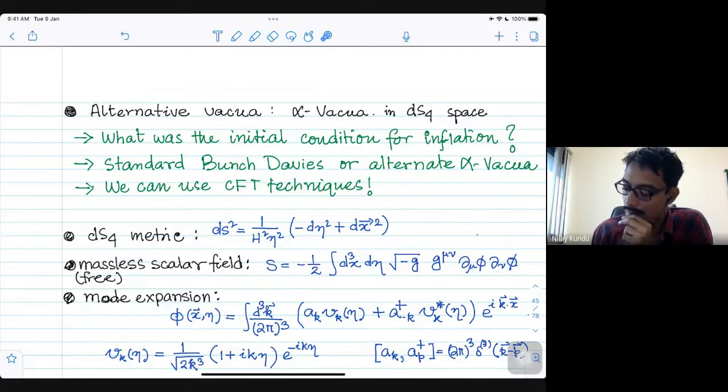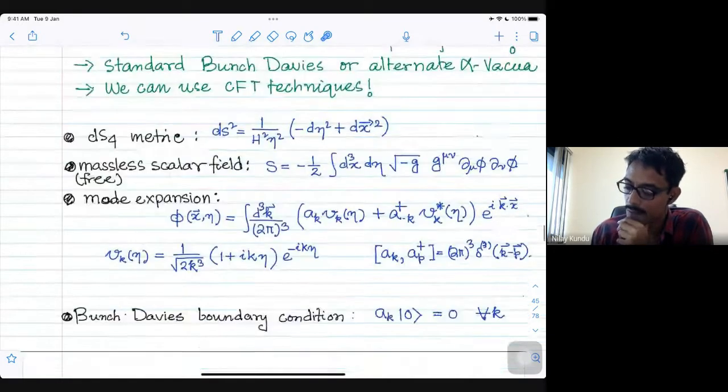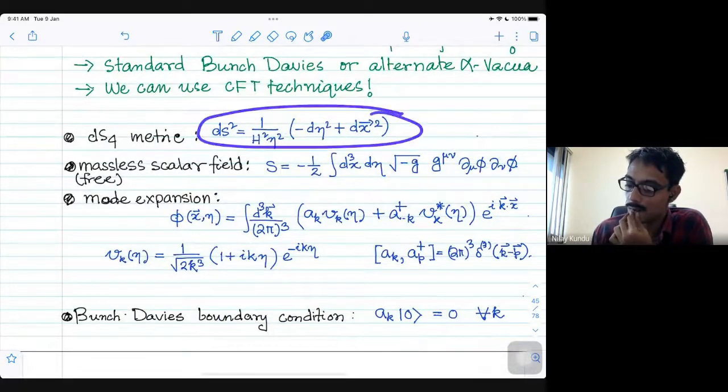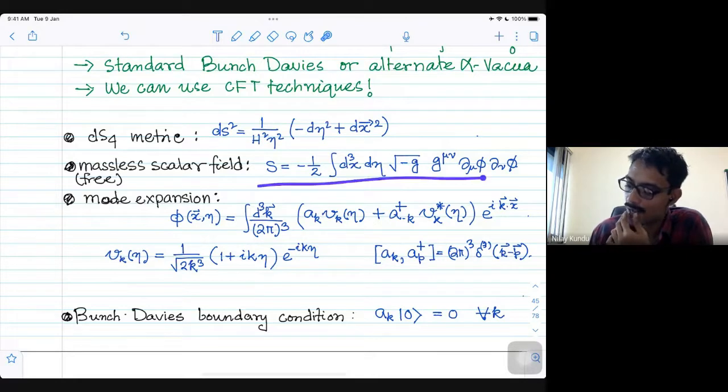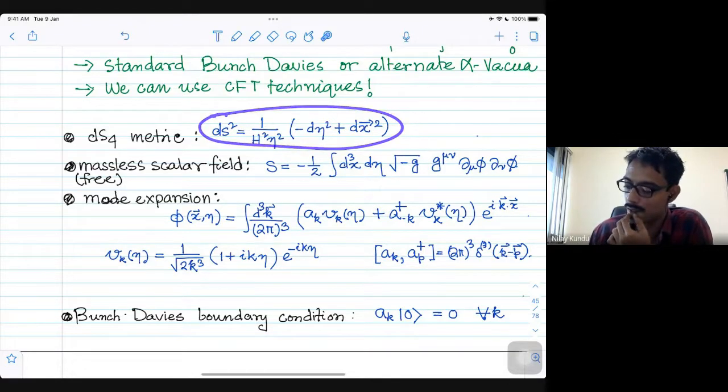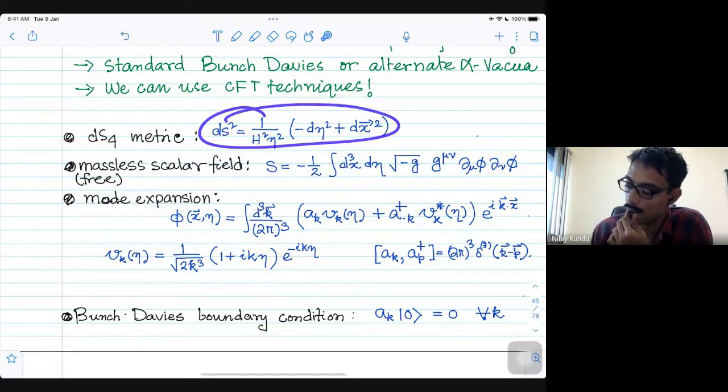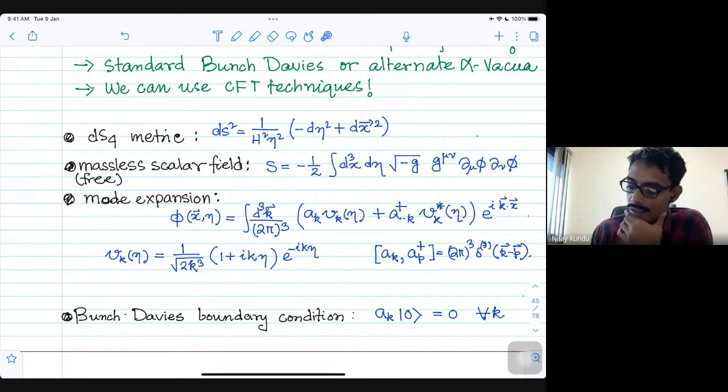Now, let me define what alpha vacua are. Let me restrict this part of the discussion to exact de Sitter, ignoring the slow roll parameters for now. This is my de Sitter metric written in conformal time coordinates, and I'm considering a free massless scalar field theory, minimally coupled to this de Sitter 4 metric. So basically, I'm doing QFT in curved spacetime.